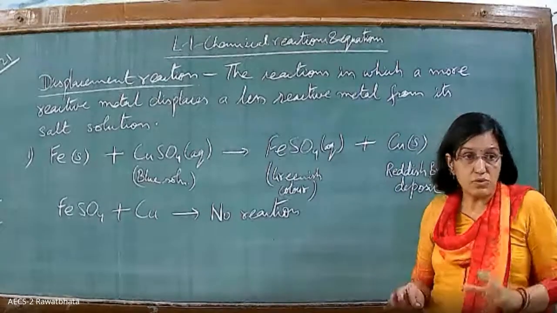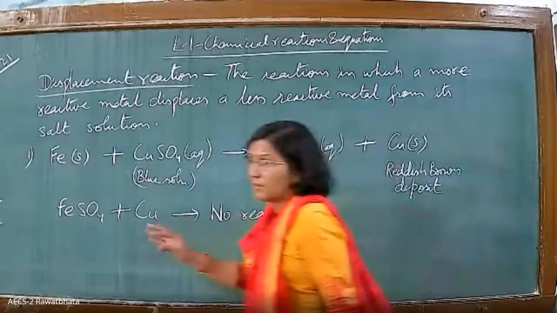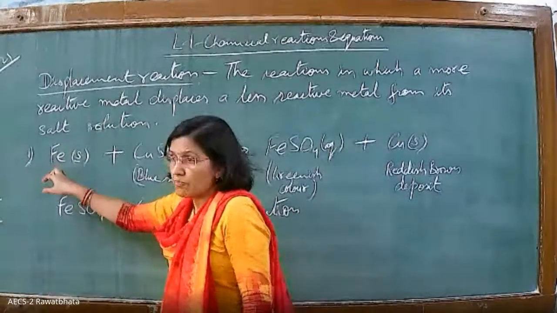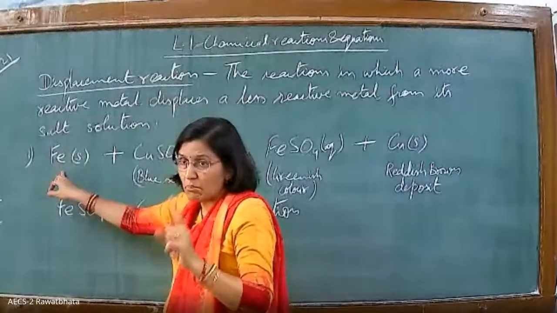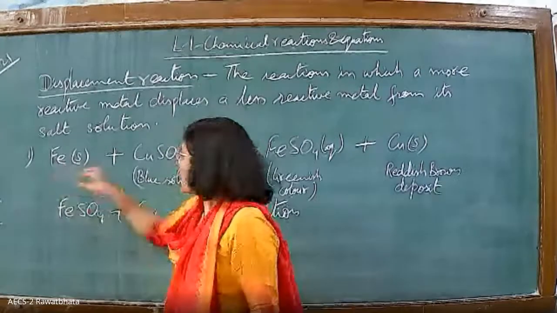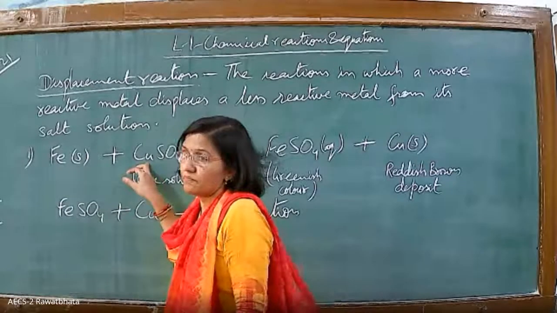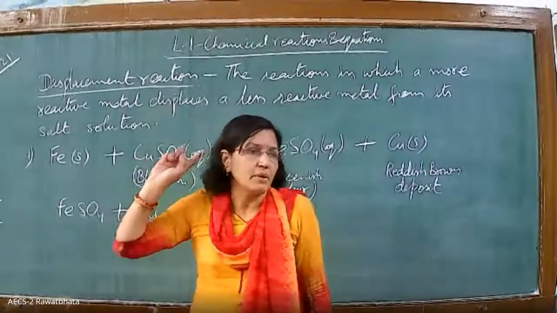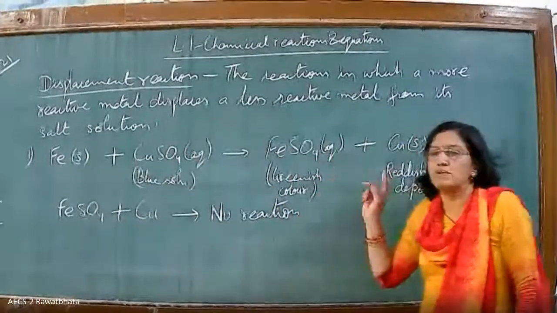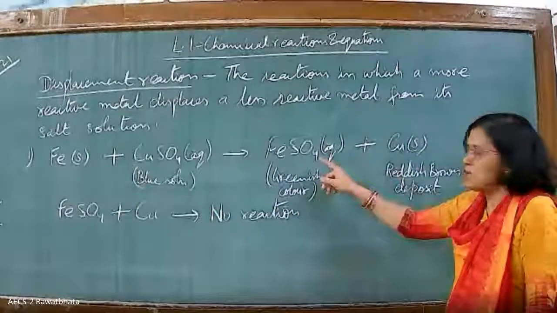Here we have to see which compound and which element they had given. The single element they had given must be more reactive as compared to that of the metal in the salt solution. Then only the reaction will happen. Then only the color change and the deposit will be there. Color change, of course, we have understood.